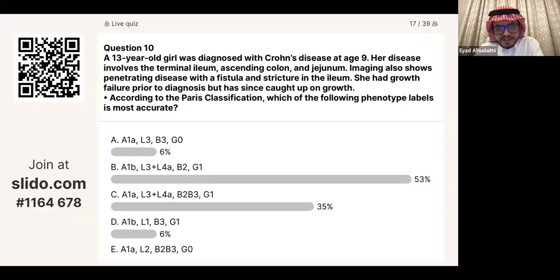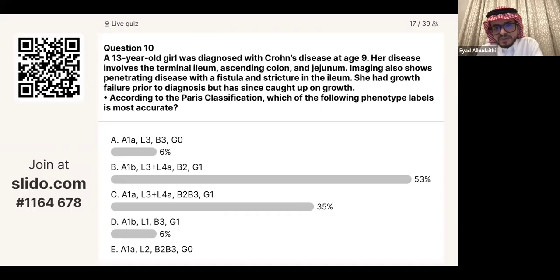So there is a debate between B and C. Yeah, but this is good. The only difference between B and C is the B2, B3, which means penetrating and structuring. And those who chose C are right, because in the vignette we can see he mentioned fistula and stricture in the ileum.